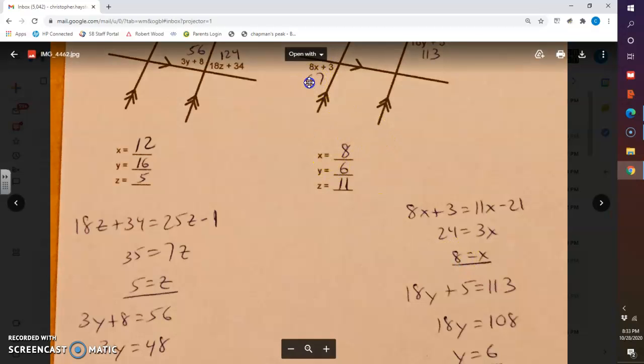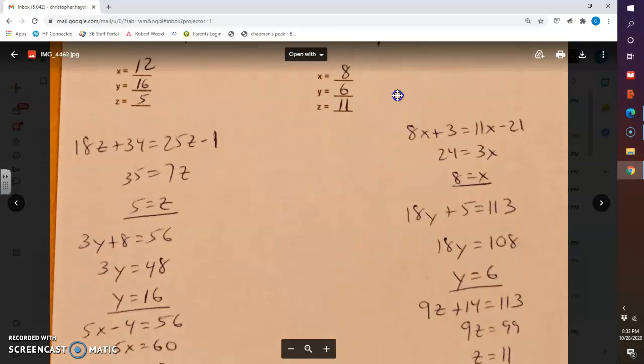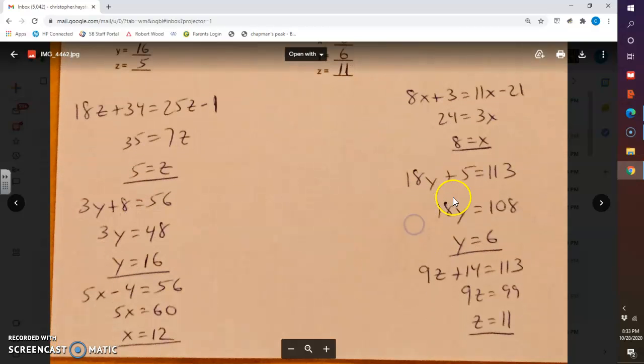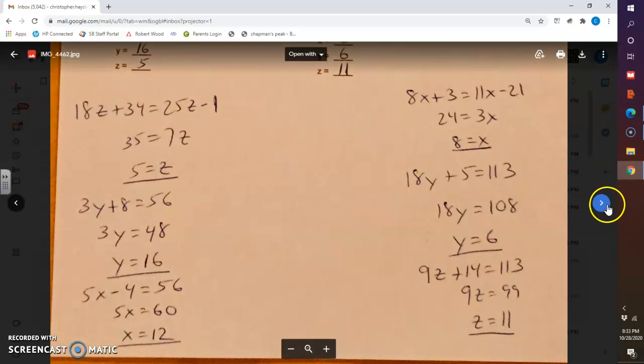When I plug 8 in, my angles are 67 and 67. Therefore, the linear pair makes this 113, and the alternate exterior angle makes this 113. So therefore, 8y plus 5 equals 113, my y equals 6, and 9z plus 14 equals 113, and my z equals 11.